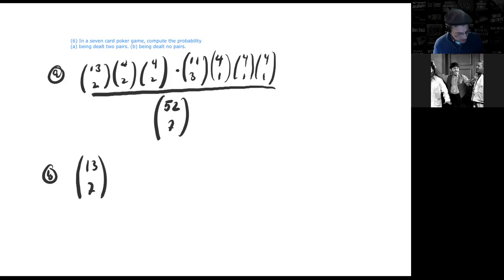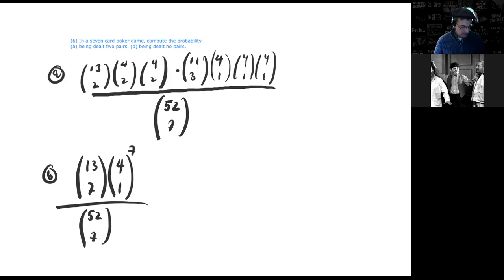And each of those denominations has 4 choices we are allowed to choose from. So it's 4 choose 1 for each. So it's 4 choose 1 to the 7th power. And then we have, again, 52 choose 7 ways of dealing the cards out. So that is the answer to this problem.